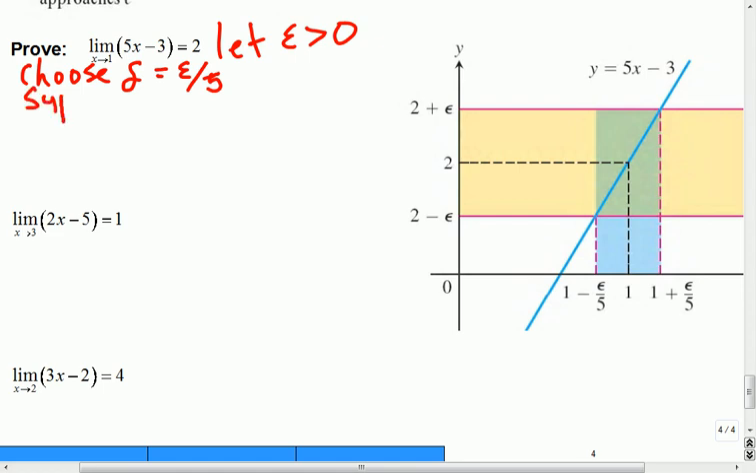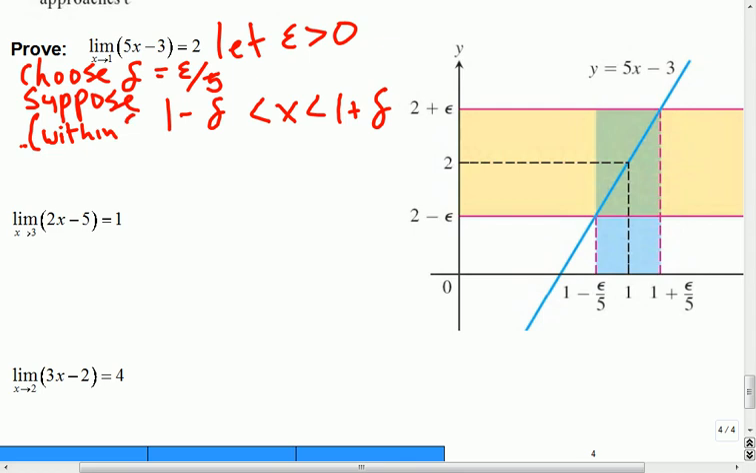Okay, so here's what I'm going to say then. I'm going to say suppose that what is true is that I am at 1 minus epsilon over 5 to 1 plus epsilon over 5. Sorry, I've jumped a step. Okay, so what I'm supposing is that I'm within that number delta. So now I'm going to show you that if you are within delta, that your answer will be within epsilon, that I'm playing the game that you're asking. So if that's true, then 1 minus epsilon over 5 would be less than x, would be less than 1 plus epsilon over 5. And I'm working backwards here to get the original answer.